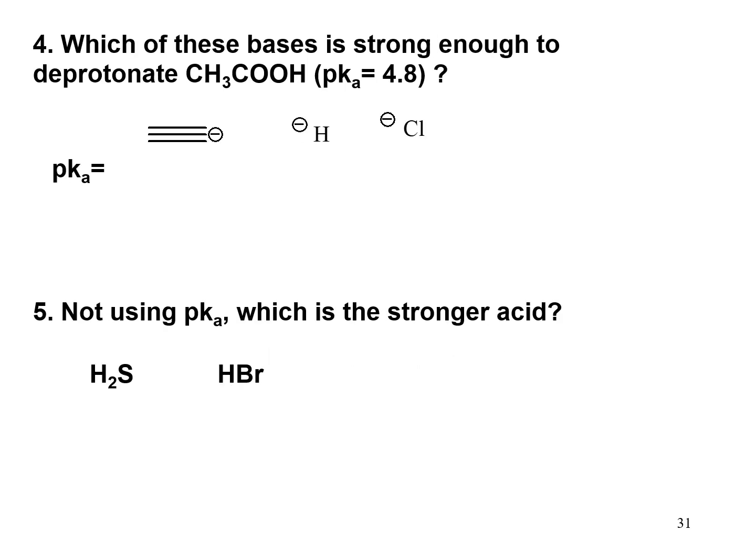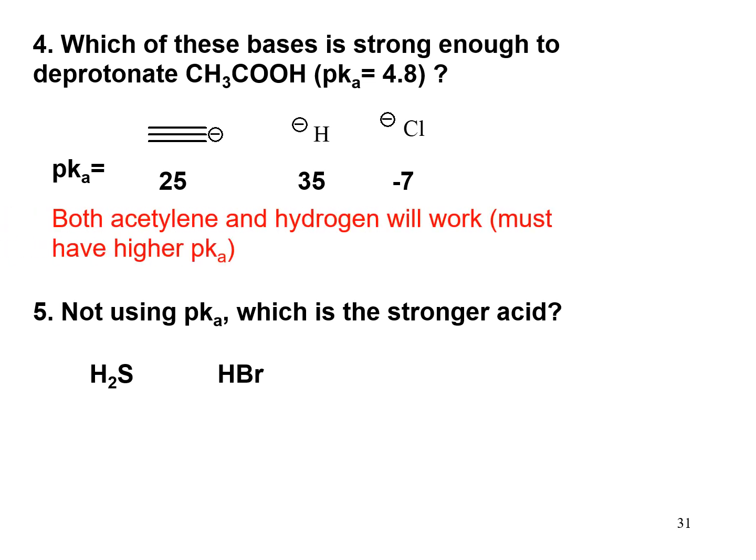Which of these bases is strong enough to deprotonate acetic acid? Looking at their pKa values, remember, the lower the pKa, the more acidic. So the ones that can deprotonate this are 35 and 25, because they have higher pKa, meaning they are not very strong bases. So they can do that. Chlorine cannot, because chlorine is a very weak base.